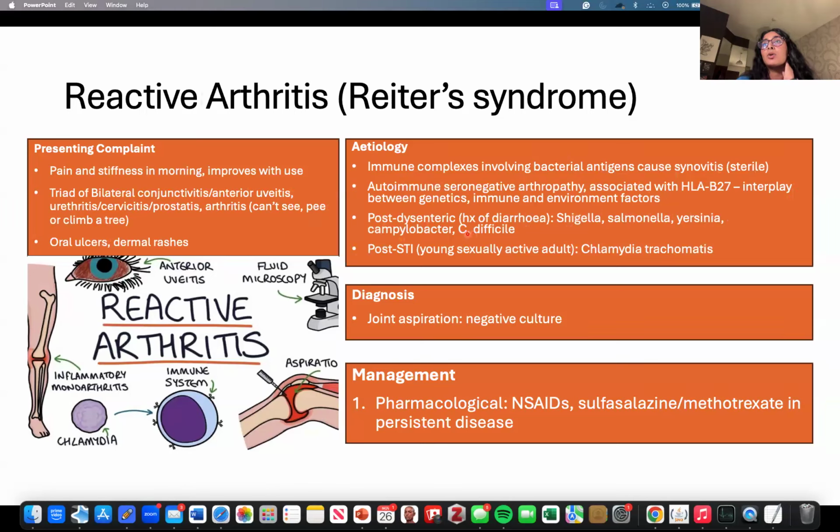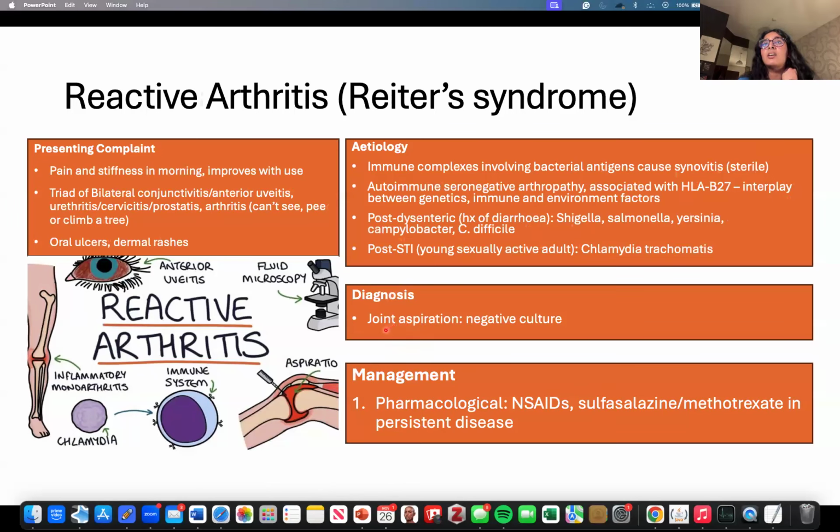And these are some causative organisms that are important to know because they could ask you, a particular demographic that might be more at risk of certain types, certain infections. So if you've got a history of diarrhea, you're thinking along these lines of enteric bacteria, either gram-positive or gram-negative. For a young sexually active adult, and no mention of diarrhea, could still be reactive arthritis, could be due to some sort of STI, chlamydia, for example.